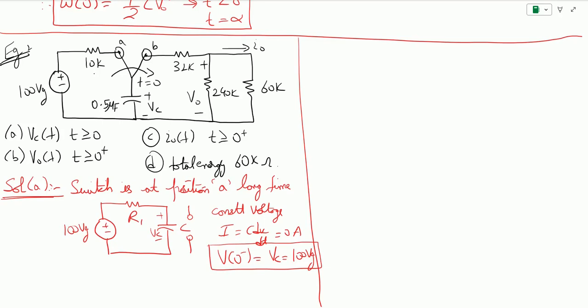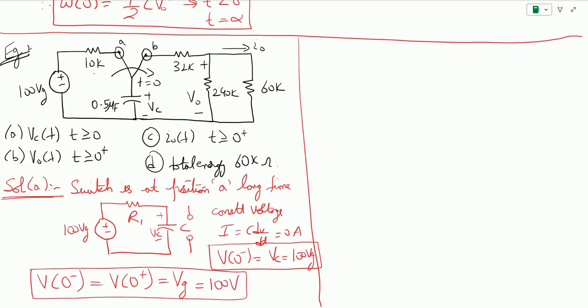And we know that when the switch is moved from point A to point B, in order to avoid this sudden abruption, we note that the voltage V0 negative at point A is going to be the voltage at point B, and it is going to be VG, which is going to be 100 volts. So this is the condition that we use to avoid the abrupt change, thus causing a current reaching to be infinite. So this is going to be the voltage that is going to appear.